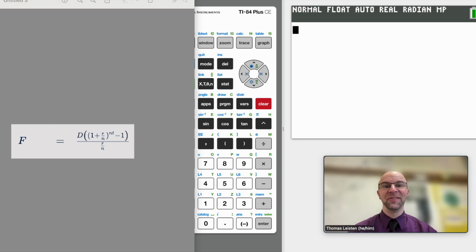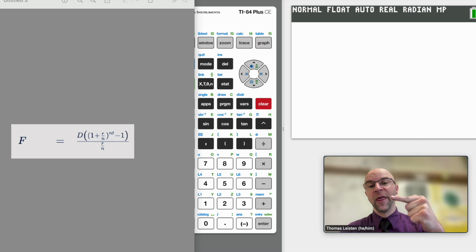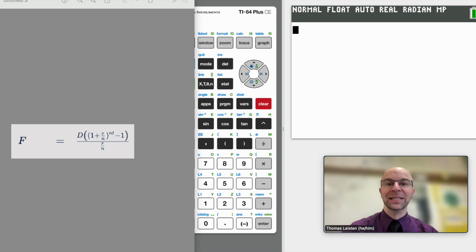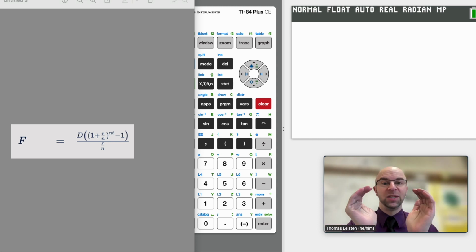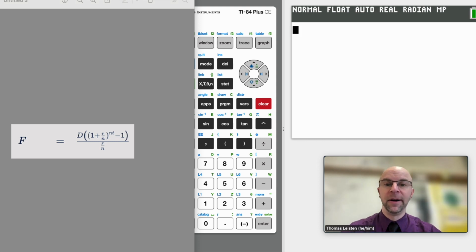Hey there. So we are still working with our systematic savings or repeat savings formula. This time we're going to explore how we can write a formula that gives us the regular deposit amount. So we're working with that formula over on the left, F equals D multiplied by the quantity 1 plus R over N raised to the NT minus 1, all divided by R over N. That is our systematic or repeat savings formula.